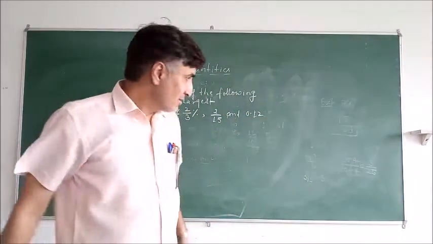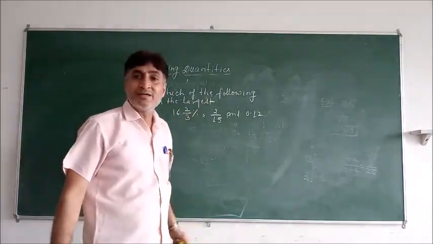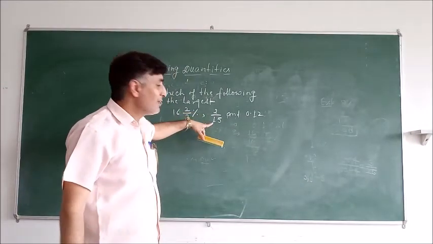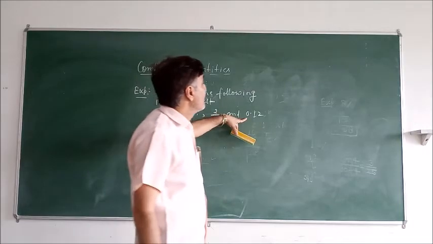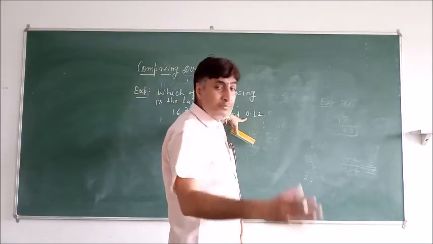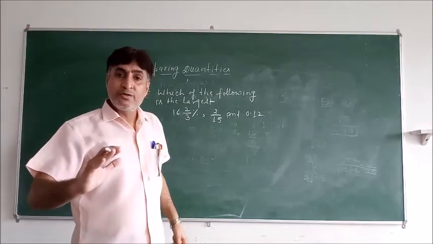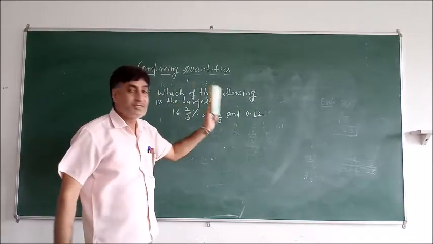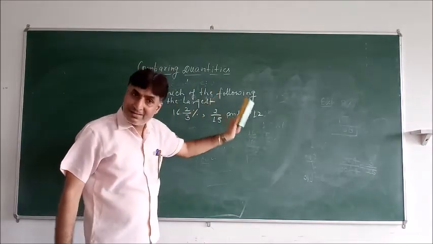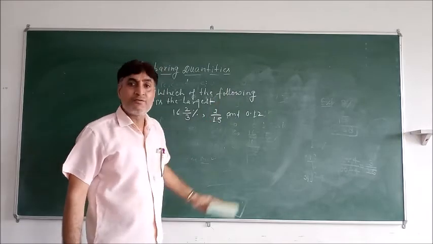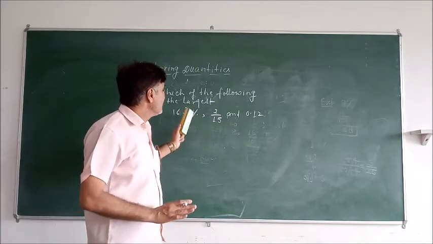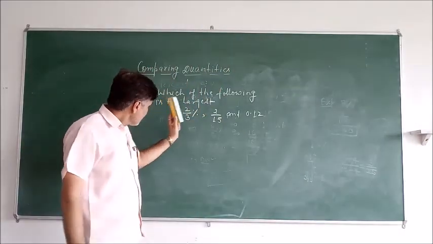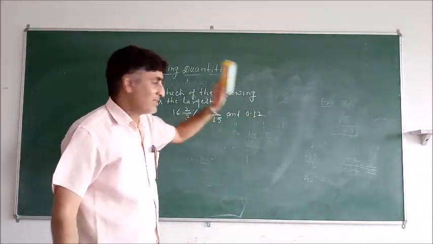Just see here, students, these all three numbers are written in three different forms. The first number is written in percentage form, the second number is written in fractional form, and the third number is written in decimal form. So before solving this sum, first of all, we make the form of these three numbers the same, either all in percentage form, or all in fractional form, or all in decimal form. Then only we can compare these three numbers, which one is greater and which one is smaller. So let us convert all these three numbers into percentage form.